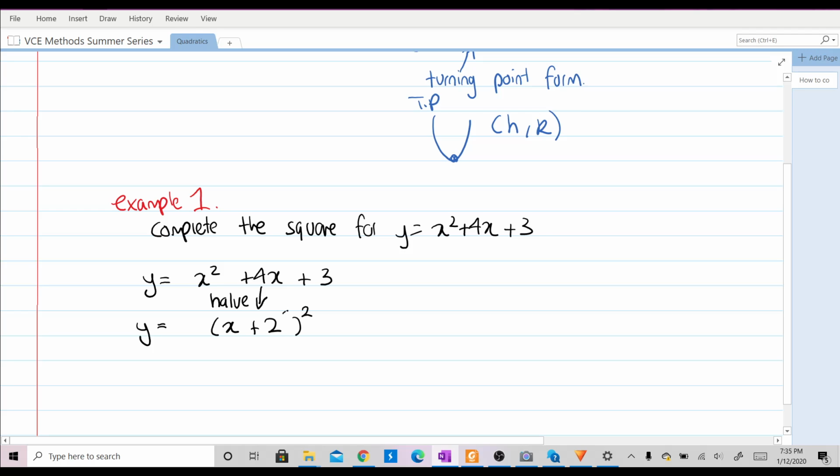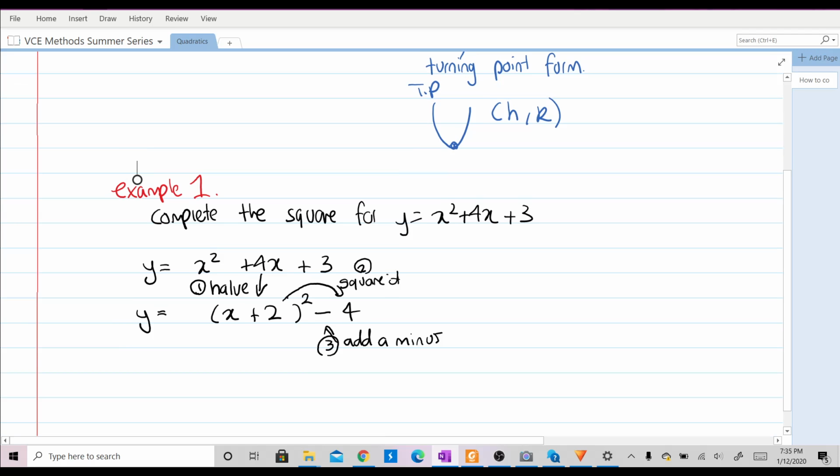Then we're going to get that new number that we got, and we're going to square it. So that becomes 2 squared, which is 4. Once you've squared it, add a minus to it. Okay? So no matter what the number is, add a minus to it. And the last step is we're just going to drop that plus 3 down.